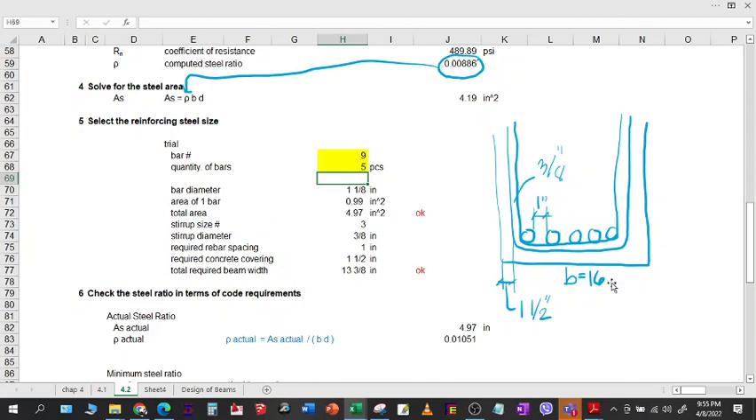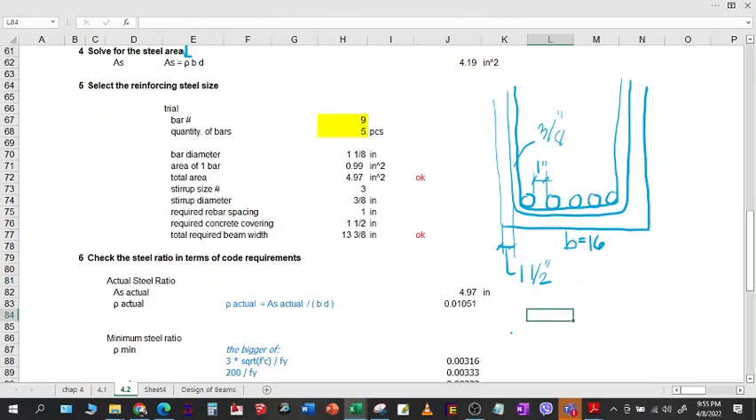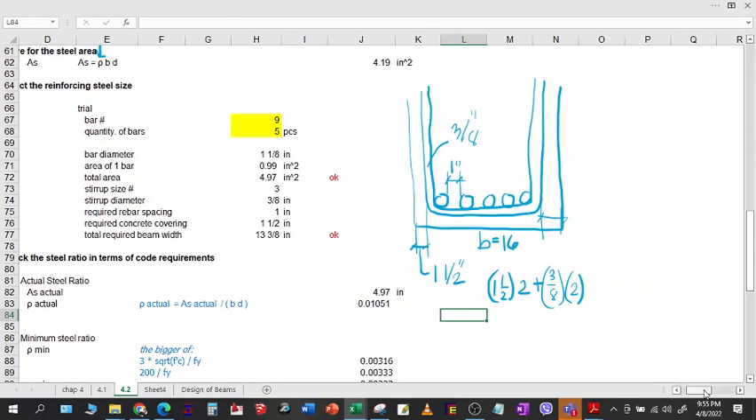Okay? So, to determine the total width, just do like this: 1.5 times 2, because there are two coverings, left and right, plus we have the stirrup, so 3/8 times 2 again, because there are two legs of the stirrups. Okay? Then plus the number of bars, so n times number 9. The diameter of number 9 is 1 and 1/8, because number 9 is 9/8, and 9/8 is 1 and 1/8. So n times 1 and 1/8.